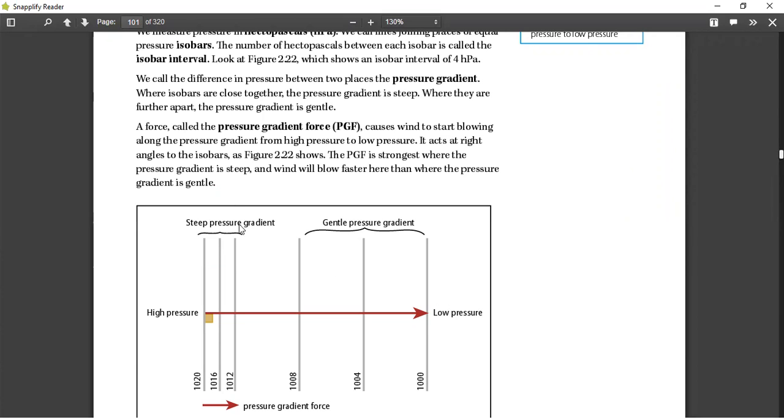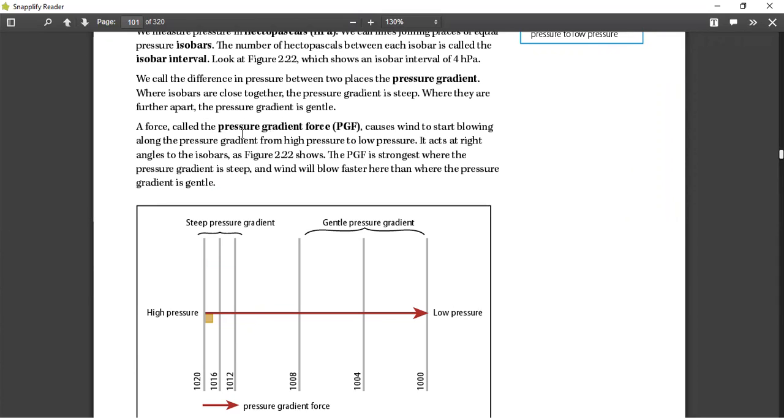Then a force called the pressure gradient force, PGF, causes wind to start blowing along the pressure gradient from high pressure to low pressure. This is very common. So the wind will blow from the high pressure, which is up a mountain or up a slope, to a place of low pressure, which is down at the bottom. Hence, you see that the isobars are close together at the high pressure point, and further apart at the low pressure point. When they are further apart, the pressure gradient is gentle.